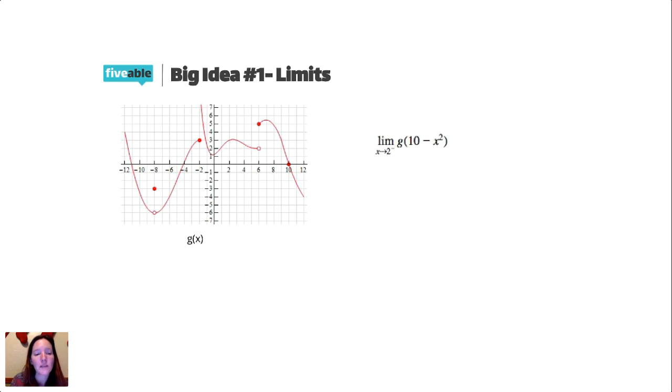So this one is a little bit different, but the same idea. It's confusing because direction is going to matter. So this one, I want the limit as x approaches 2 from the negative side of g of 10 minus x squared.